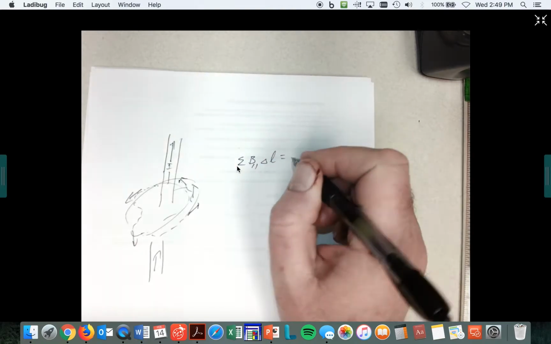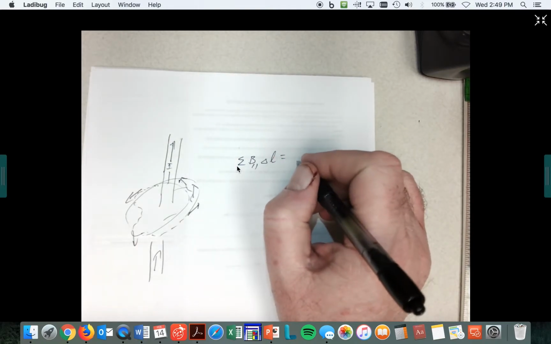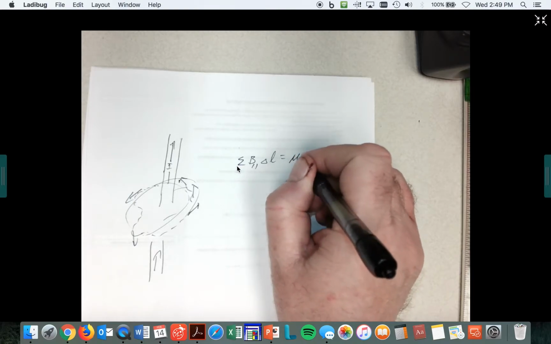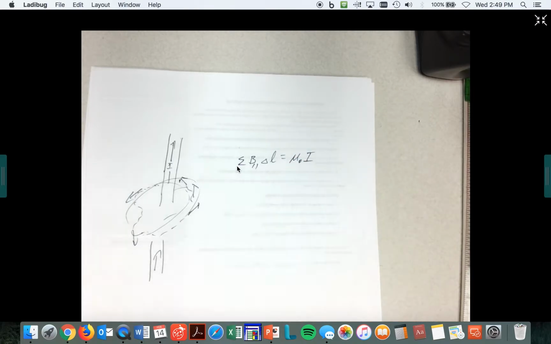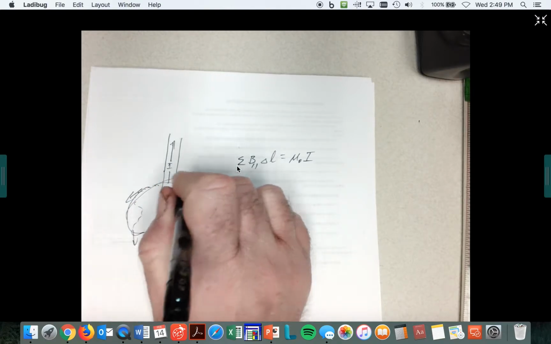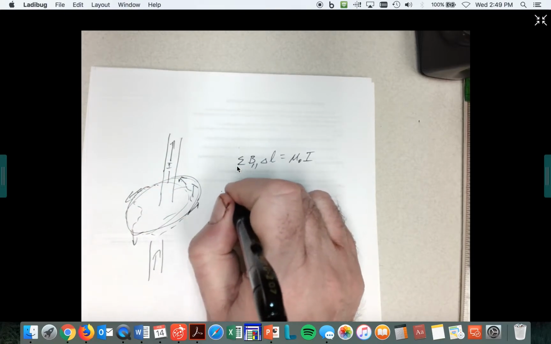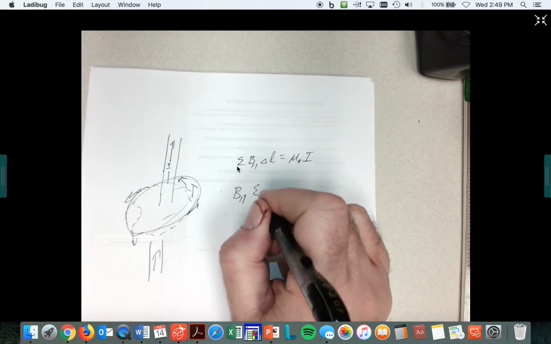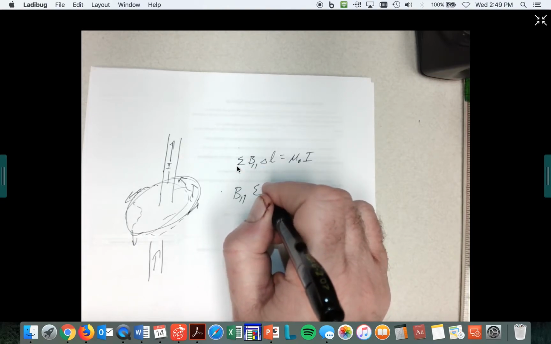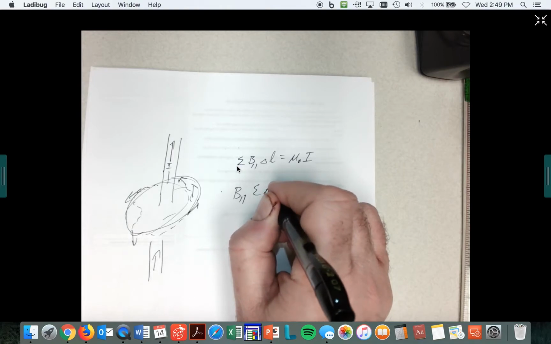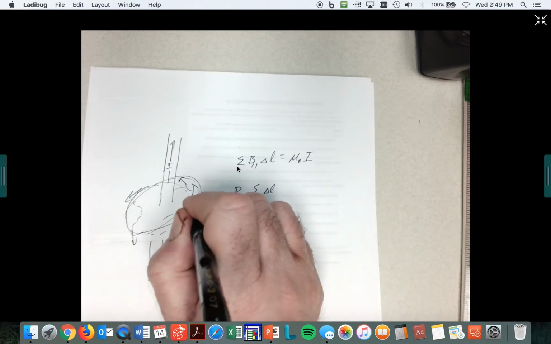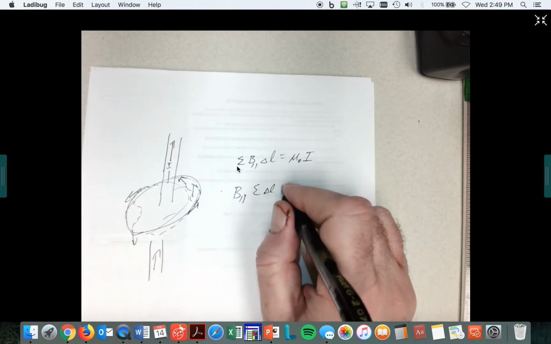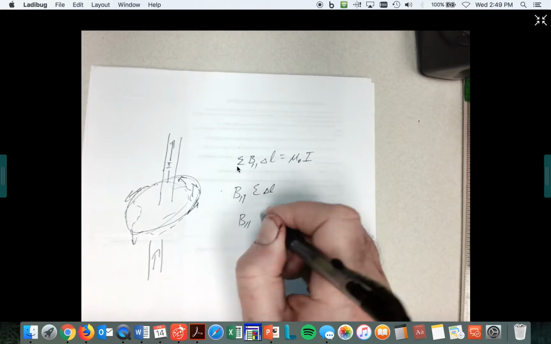dl. It's actually an integral that we're doing here. It is equal to mu naught, the permeability of free space, times I. All right. Well, if I make this a circle, I've got the magnetic field, so I've got the sum of dl, and I'll just pull B out because it's constant. If I take all these little bitty dl's that are going around the circle, that becomes 2 pi r.